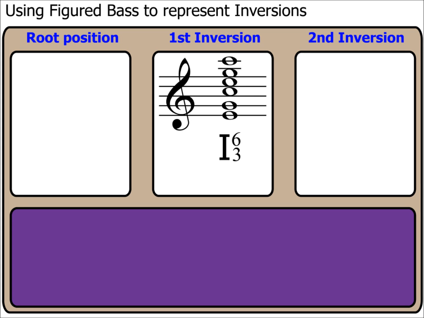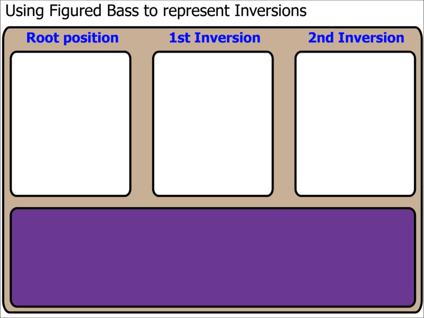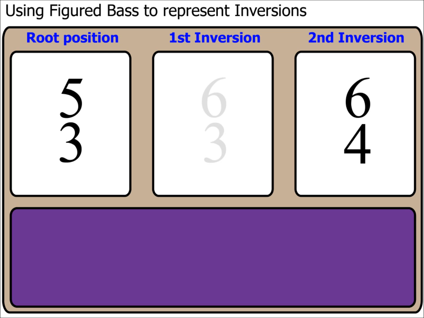With the E in the bass and the notes C, E and G, this will always be 1-6-3 from C major. The same is true for 5-3 and 6-4. It doesn't matter how the chord notes are laid out, root position is always 5-3 and second inversion is always 6-4. And as I've just shown, first inversion is always 6-3.